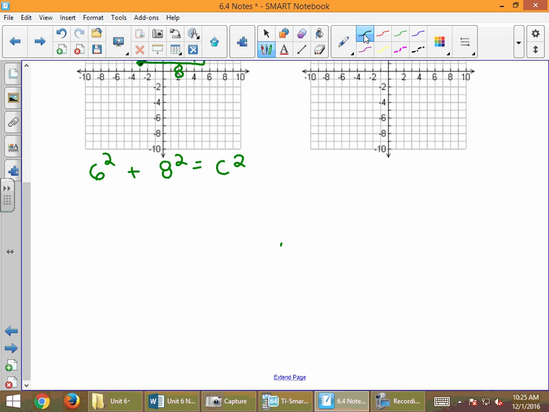6 squared is 36. 8 squared is, there's the 64. Add those together. 36 plus 64 gives me 72. Oh, 100. I'm making up numbers. 100 equals c squared. Last step. You guys know it. Shay, what'd you say? Square root. So c is equal to 10.